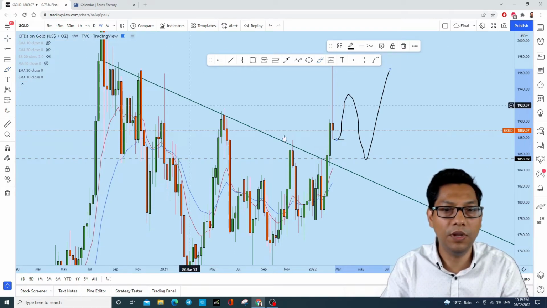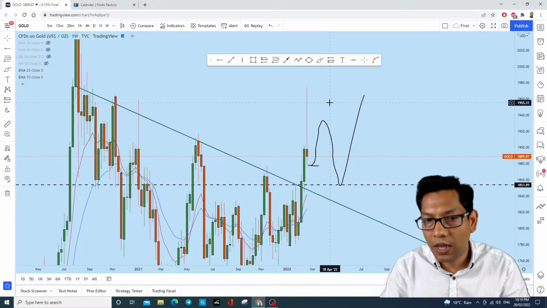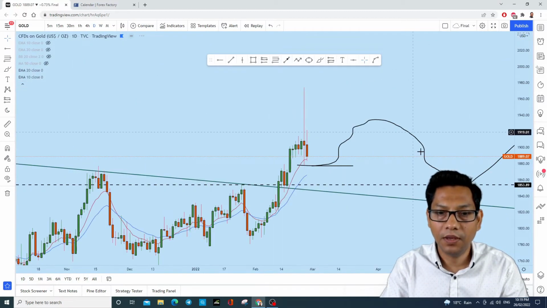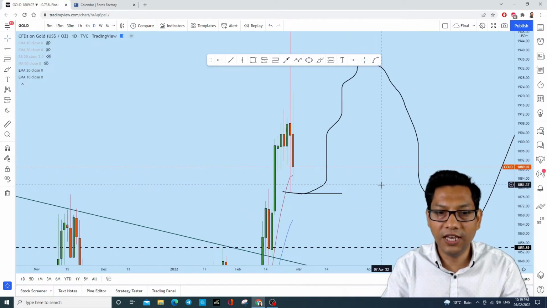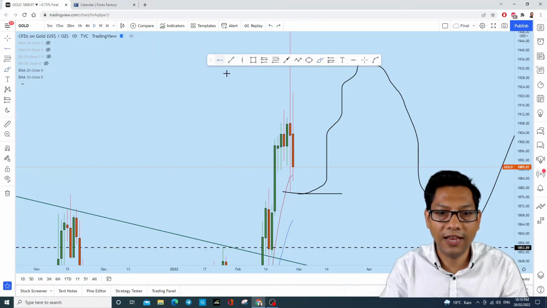It doesn't move in one direction all the time. So the first move could be down, up, down, up like this. Let's see on the daily time frame. So on the daily, what we could potentially see in the new trading week, the price is coming down a little bit along this. Let me draw the line here again.